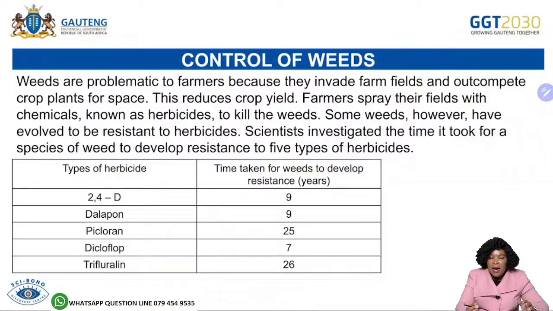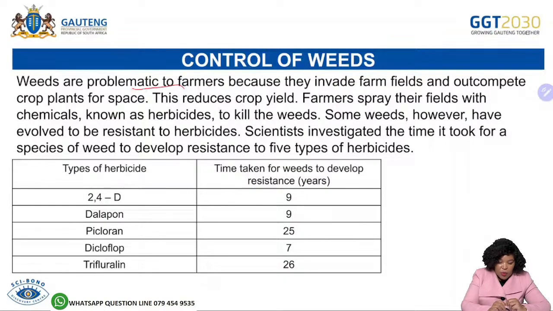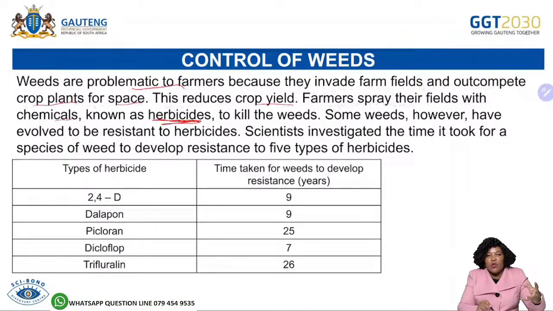Now, there was a last part where you were learning about the control of weeds. Here, let us look at this problem just to give you understanding, and then you can answer the questions. Weeds are problematic to farmers, so no farmers want weeds because they invade farm yields and outcompete crops for space. So they take out the space for that. This reduces crop yields. Farmers spray their fields with chemicals known as herbicides. So you kill these weeds with herbicides because they outcompete the yield that you want to grow.